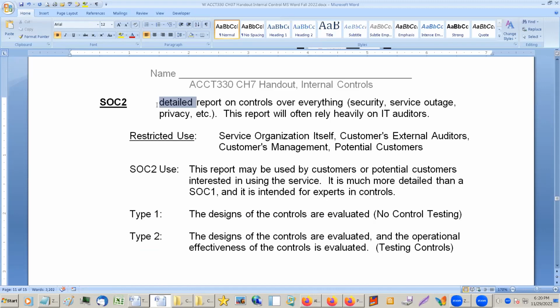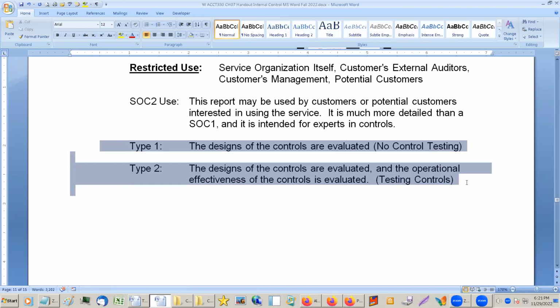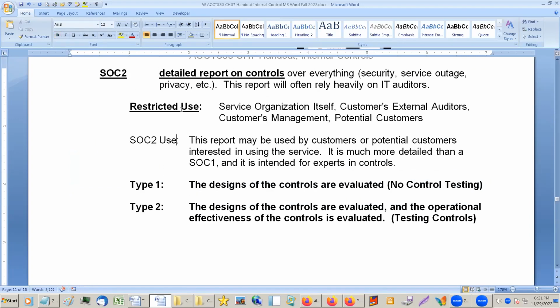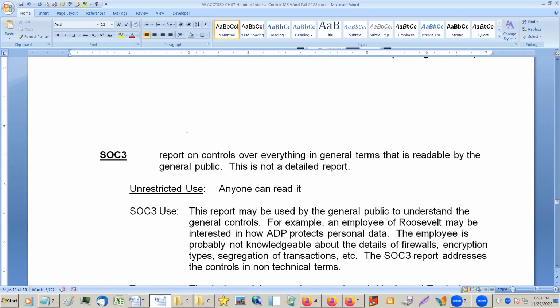Okay, SOC 2. I'm not going to go too much into these last ones. This is a much more detailed report. It's really the most complex of all of them. It's restricted use, and it goes into everything. Hundreds of pages long. Again, there's a type 1 and type 2. It's usually used by people who are trying to make the decision of, for instance, who to do their payroll. So SOC 2 is a very detailed report.